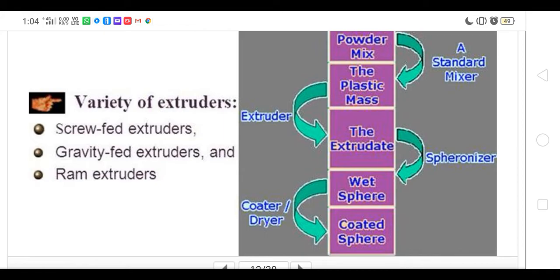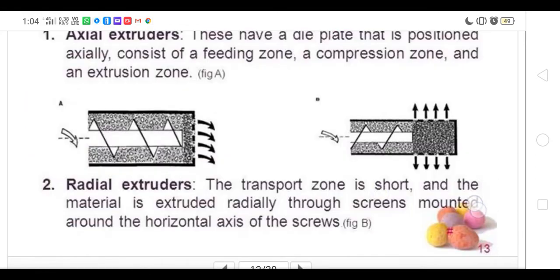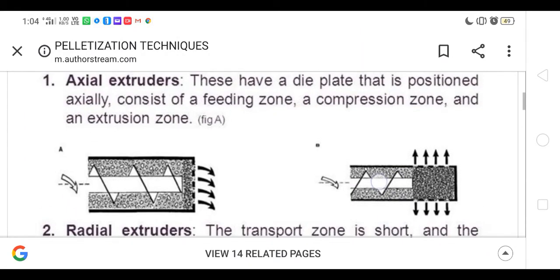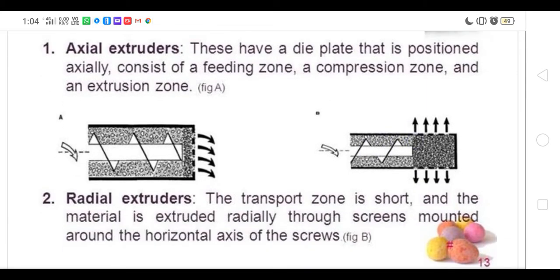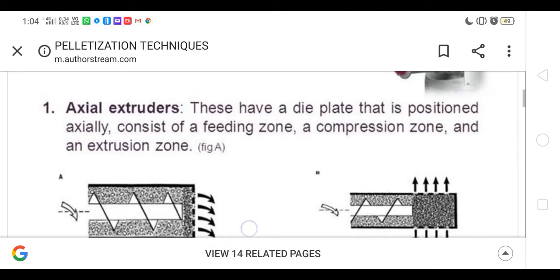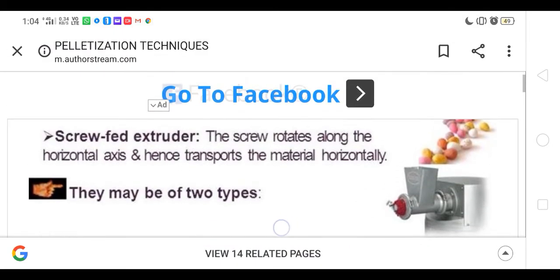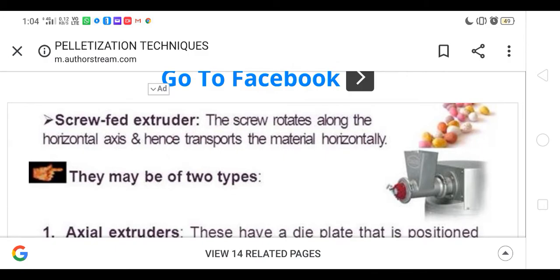The varieties of extruders are screw fed extruder, gravity fed, and ram fed. These are three types of equipment used to prepare pellets, right? First is the axial extruder, in which your material is fed into this chamber and it is perforated from the back. See, it is perforated at the bottom, and when the screw is rotated, there are two types. First is screw fed. Screw fed means you have a screw, and when you rotate the screw, it pushes the material, right?